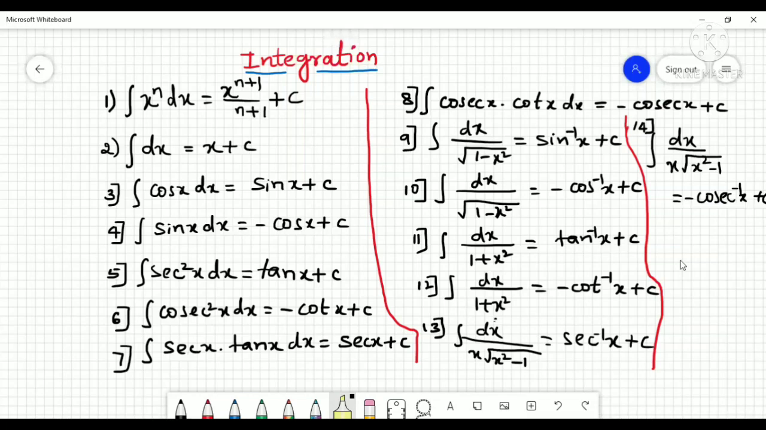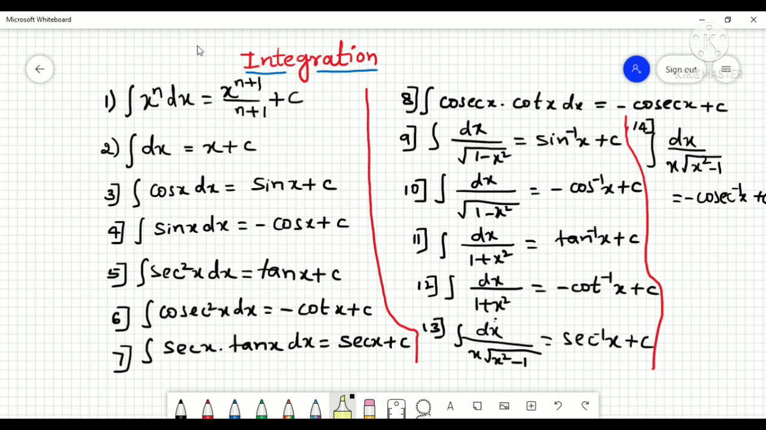Yes, good morning, friends. Today we will discuss some important problems on integration. Before going to solve the problems on integration, we will recall some basic formulas on integration.